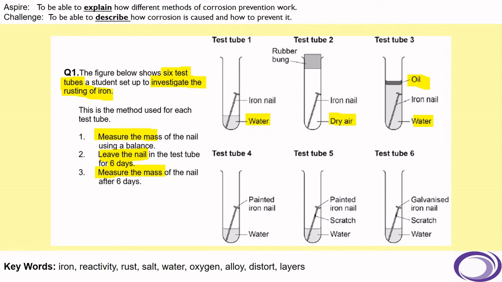The first 3, test tube 1 has water in it and it's partially exposed. Test tube 2 has dry air. Test tube 3 has water with oil over the top of it. Test tube 4 has a painted iron nail. Test tube 5 has an iron nail which is painted but with a scratch. And test tube 6 has a galvanized iron nail which is also scratched.